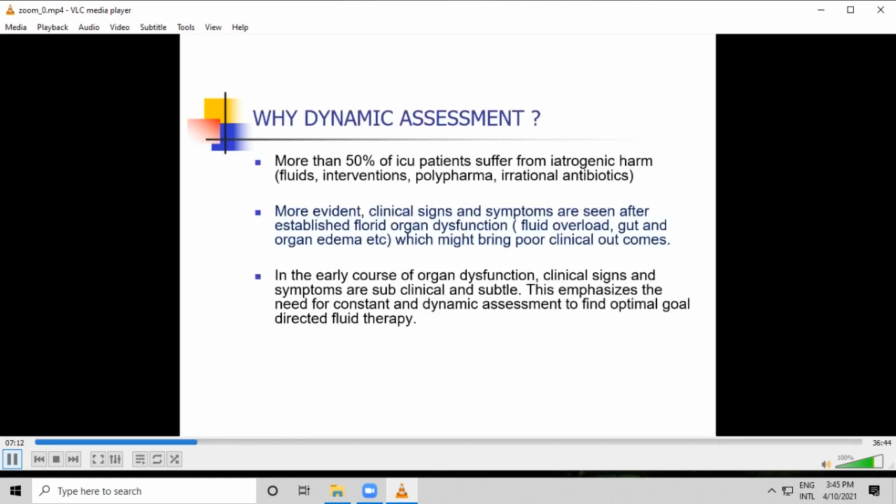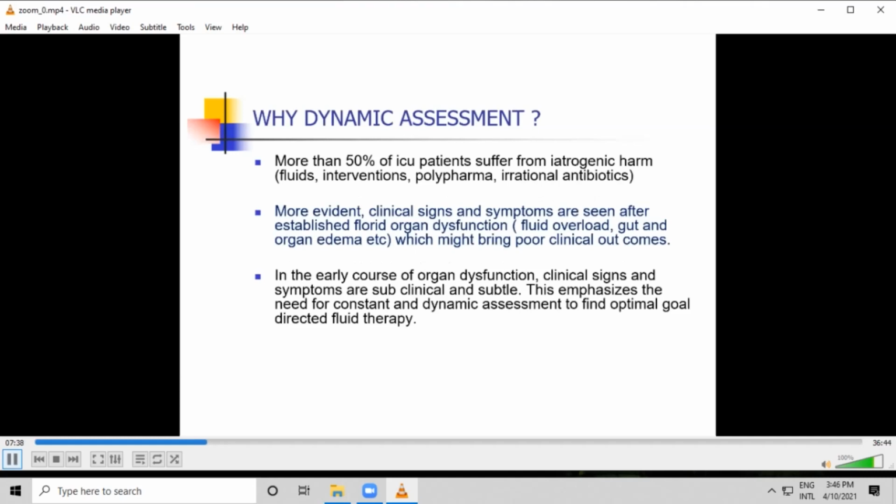So why dynamic assessment? More than 50% of ICU patients suffer from iatrogenic harm with respect to fluids, interventions, polypharmacy, irrational antibiotics. More evident clinical signs and symptoms are seen only after established organ dysfunction, which might bring poor clinical outcomes, like fluid overload, gut and organ edema, etc.